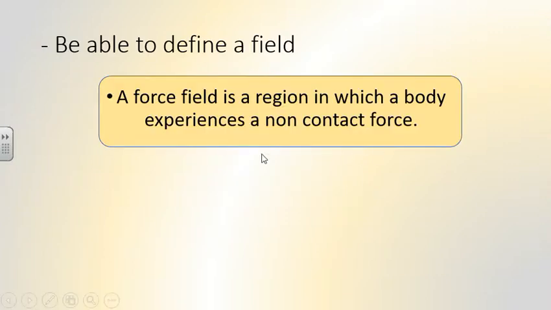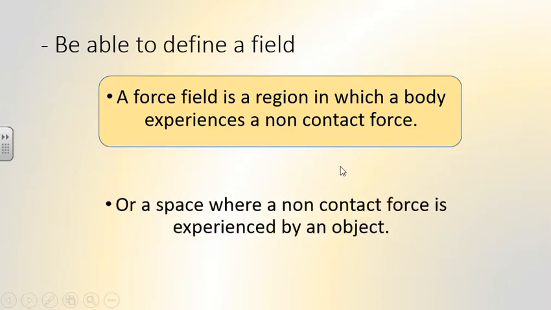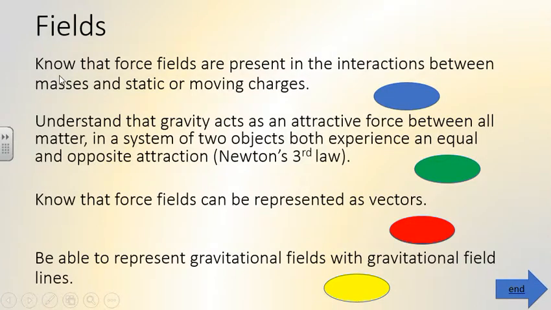So from last video we had our definition. A force field is a region in which a body experiences a non-contact force, for example gravity, or we could also consider electrostatics initially. So it's just any space where these non-contact forces are acting. So we're going to have a look at some examples of that and consider a few ideas around it. Force fields are present in the interactions between masses and static or moving charges, is where we're starting from.